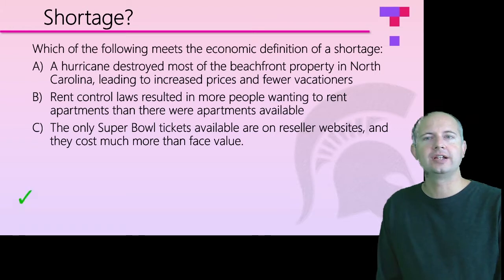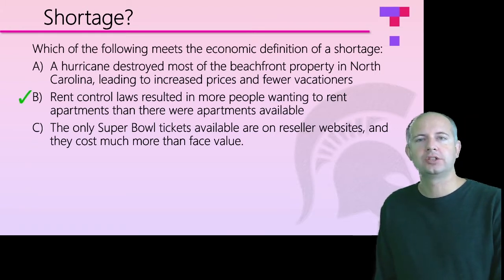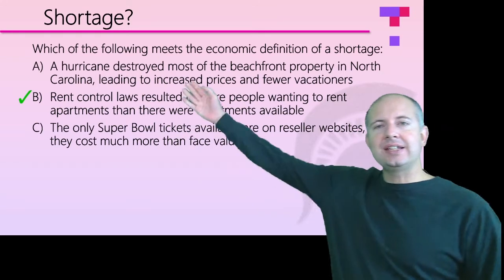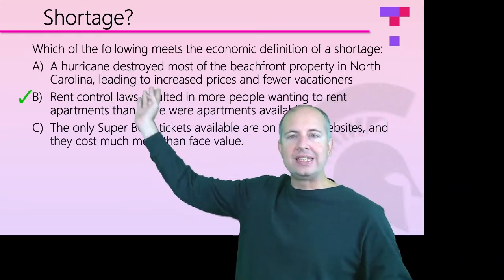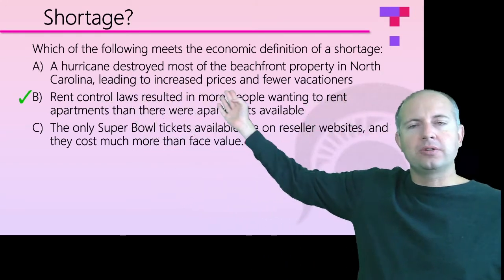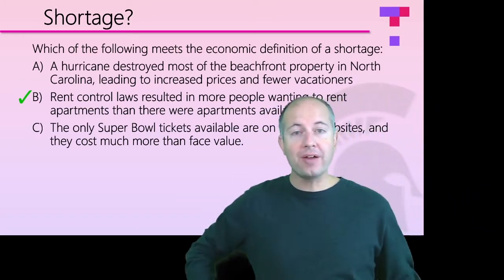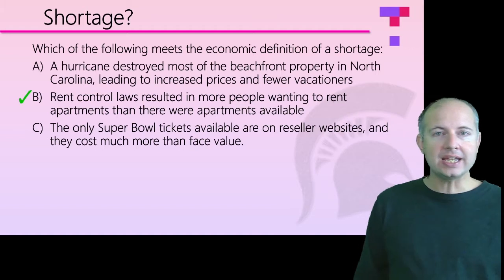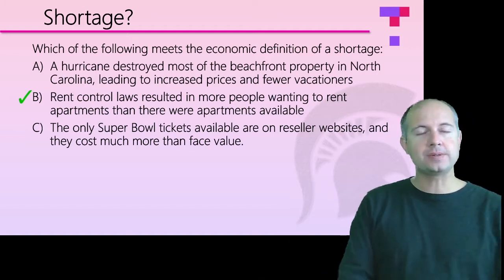The answer here is B. Rent control laws resulted in more people wanting to rent apartments than there were apartments available. So if you look at A and C, A is an example of a decrease in supply, so it leads to increased prices and fewer vacationers. However, if you have the money, if you're willing to pay the price, you can get a beachfront property, right?